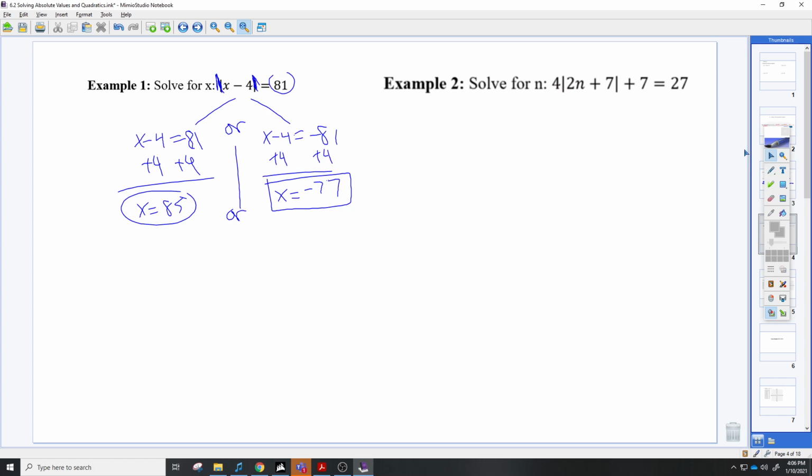So I'm going to get rid of the things that are next to the absolute value. I'm going to get rid of the 7. Since it's plus 7, let's subtract 7. So this becomes 27 minus 7, which is 20. And then we bring down everything else: 4 times the absolute value of 2n plus 7. To get rid of this, although we can't distribute, since it's being multiplied, we're going to do the opposite by dividing.